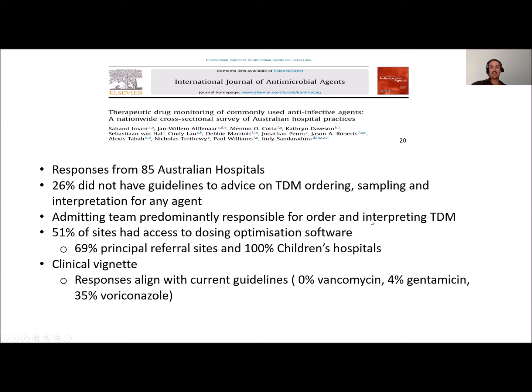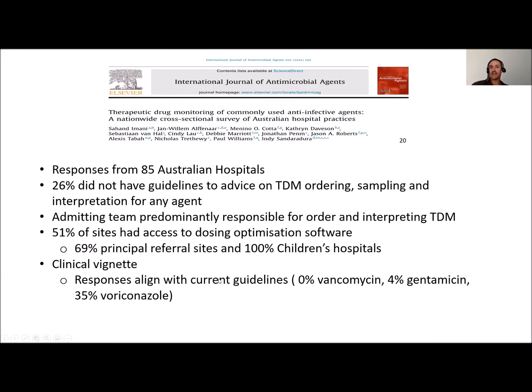That was incorrect. The admitting team was responsible for the ordering interpretation, and there wasn't anything specific, but the 50% was access to dose optimization software. And that was higher, you can see here, in principal referring sites or children's hospital respondents, where it was 100%.